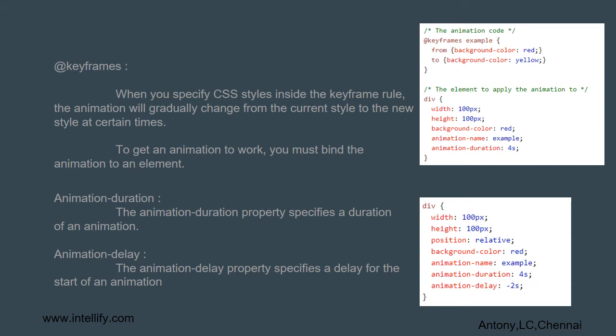So next, what is animation duration? Animation duration is how much time the animation should take to play. So what is animation delay? The animation delay property specifies a delay for the start of the animation, that is, after what delay the animation should start. In the given example, the animation delay is specified as 2 seconds. The 2 seconds specifies that the animation should start after a delay of 2 seconds after the previous animation is completed.